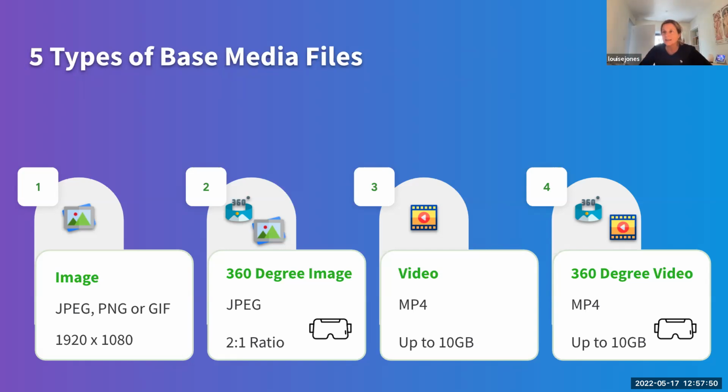It works really nicely. You can also use a 360-degree image, and that can be a JPEG, and it needs to be a 2:1 ratio. So that's twice as long as it is high, and when you upload an image in that size, it will automatically convert it to a nice 360.